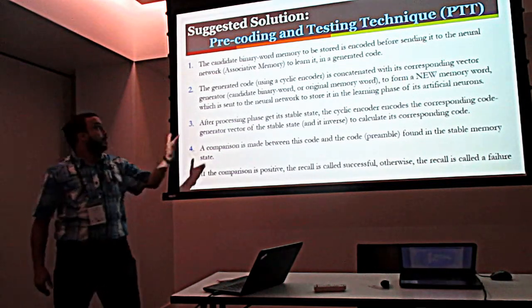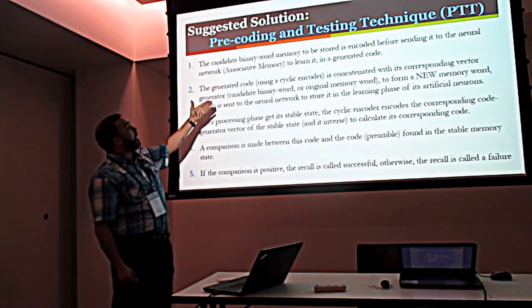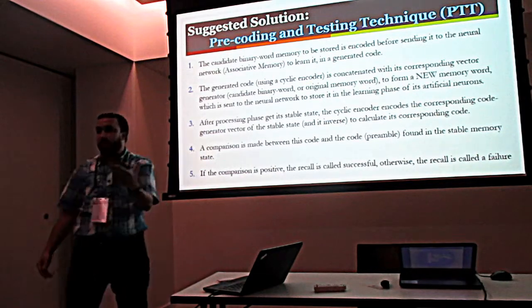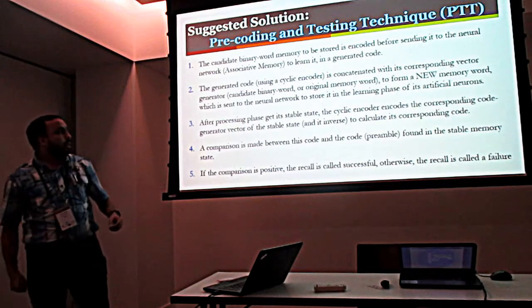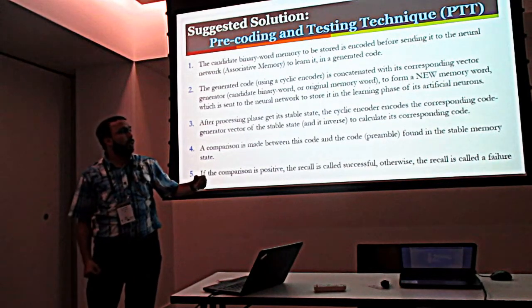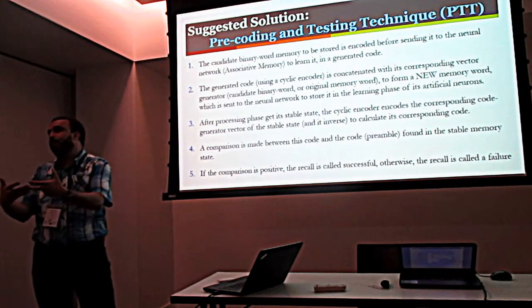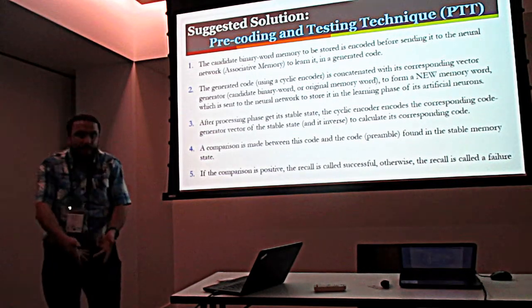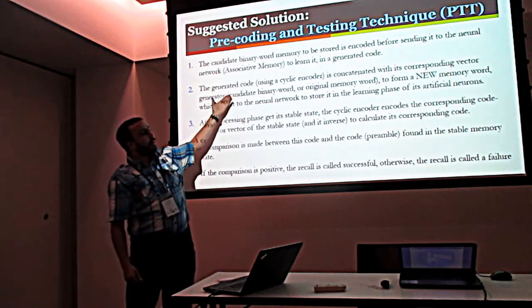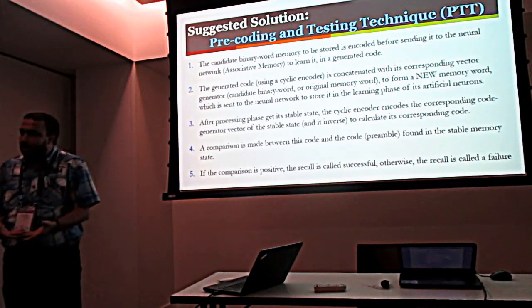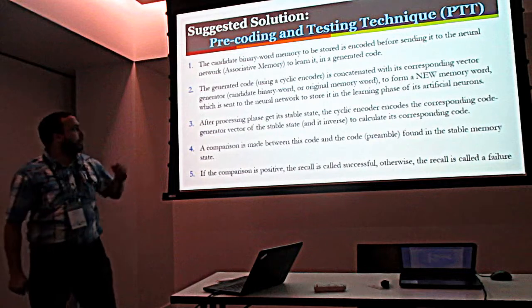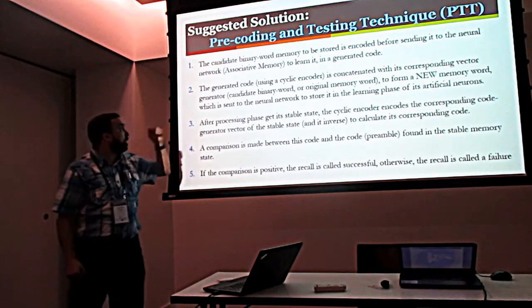That's the first step. The second step: the code that we generate out of this memory, we add it to that memory. And then we teach the neural network. So now we don't store the memory itself, we store the memory and the code. And we'll see why.